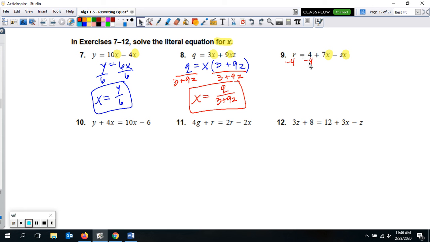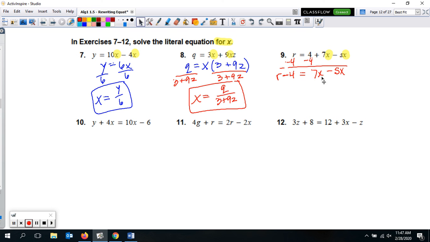So when I do that now, I get r minus 4 over on the left side of the equal sign. And now these cancel, and I just have the 7x minus the sx. So again, I can't really put them together. They're kind of like terms, sort of.